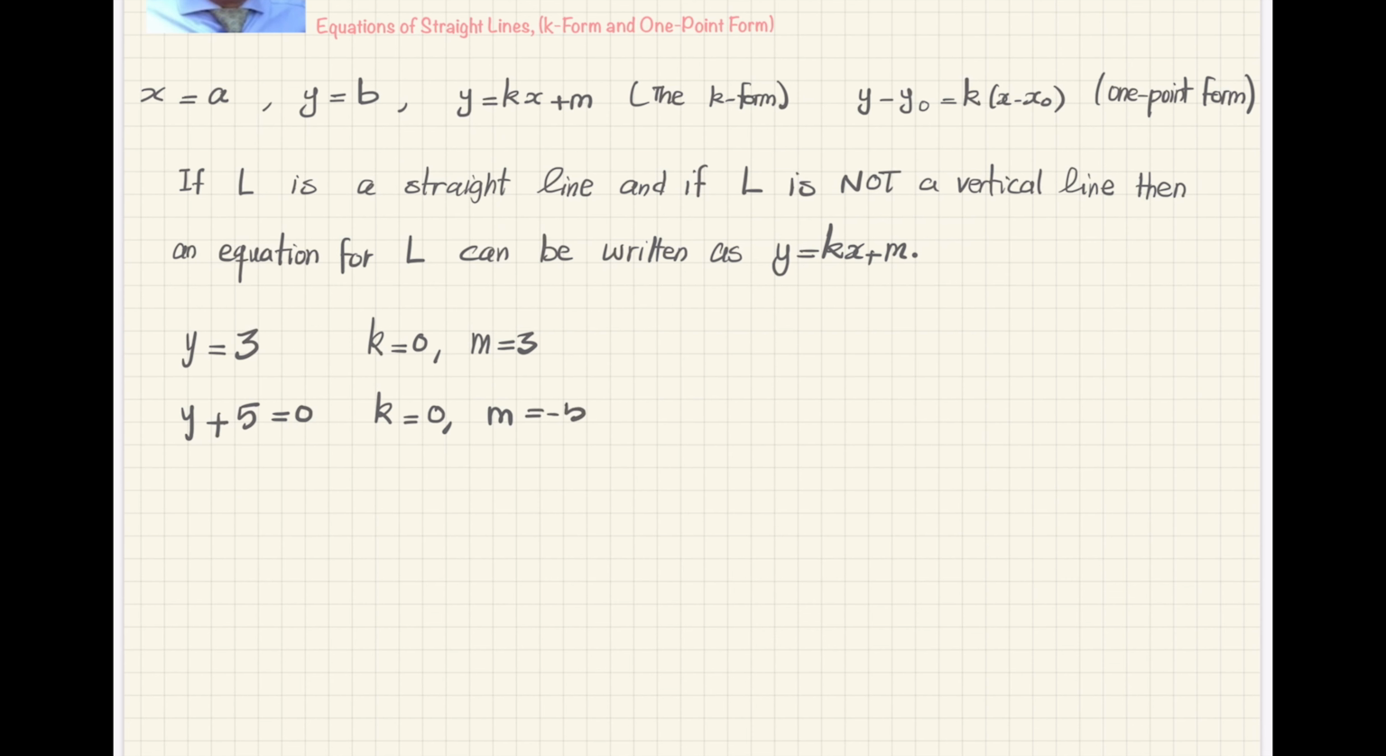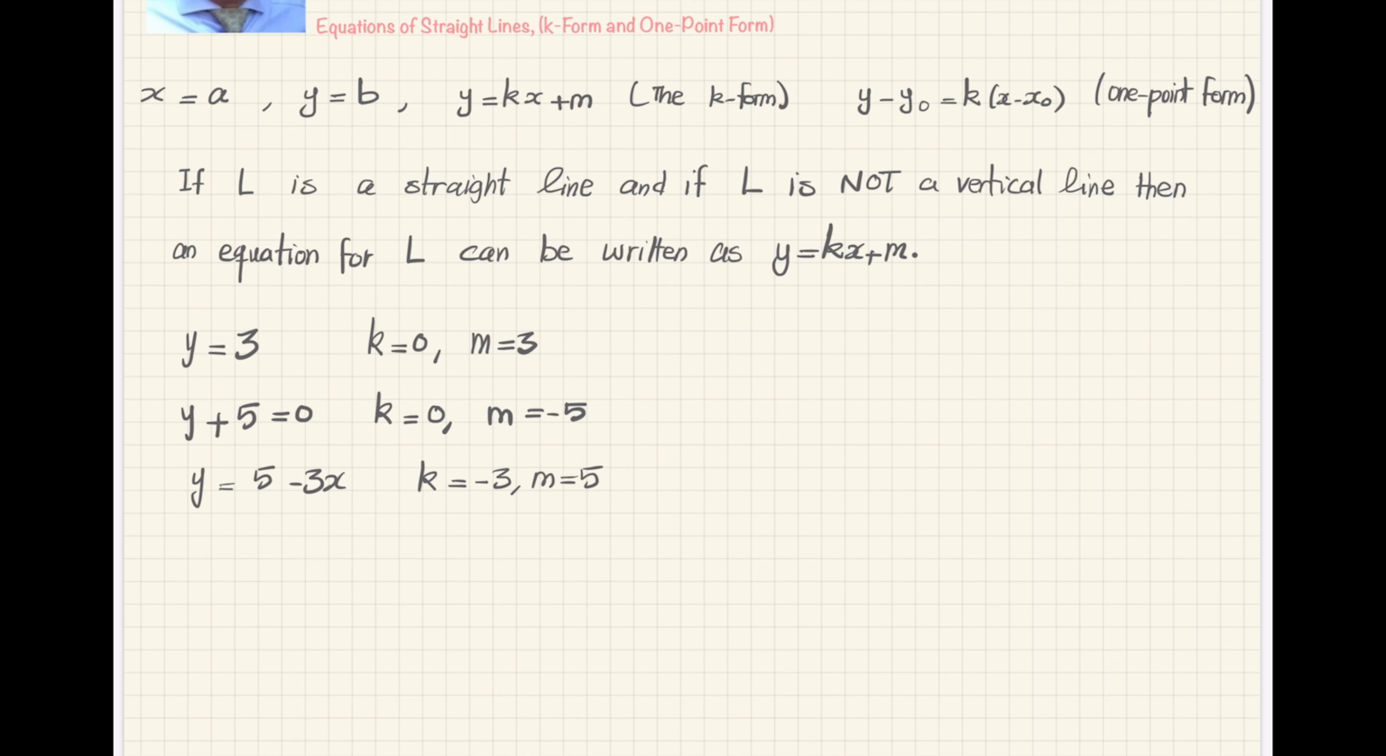Okay, so if I change my mind and I write y plus 5 equals 0, then again you would say that I can choose k equal to 0 and m equal to minus 5. Why? Because if I put k equal to 0, this is gone and this becomes minus 5, so y equals minus 5 is exactly this one. If I ask you what you think about the equation y equals 5 minus 3x, I would say that here I choose k to be minus 3 and m to be 5.